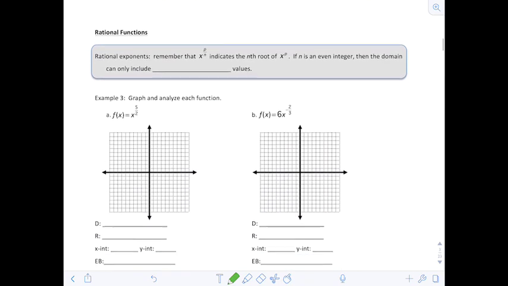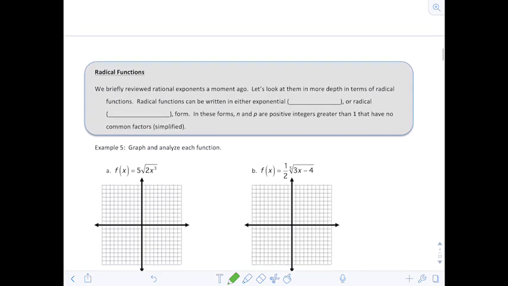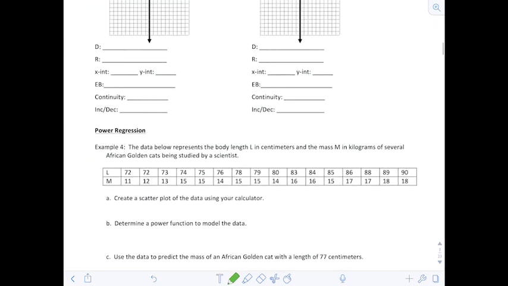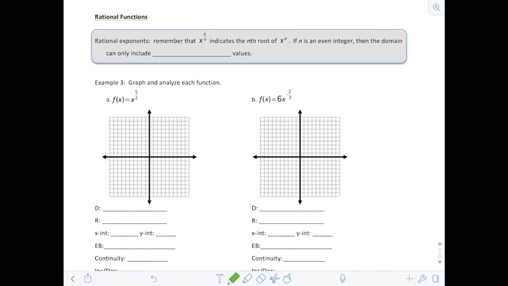On the next page, we have rational functions. Okay, so rational functions, we really did discuss just previously some rational functions. 1 over x cubed, anytime you have a function where you have a fraction, the denominator cannot be 0, you have a rational function. But more specifically, we're going to look at rational functions that have rational exponents.